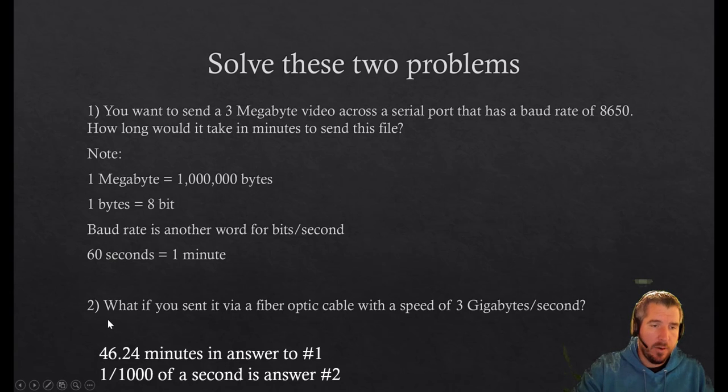Now the other type of communication we want to talk about is fiber optic communication, which is the standard today for sending large amounts of data. A fiber optic cable can get speeds of like 3 gigabytes per second. If you solve the same problem, sending the same 3 megabyte video, it's going to take 1/1000th of a second. It's pretty crazy, the difference between those two things.